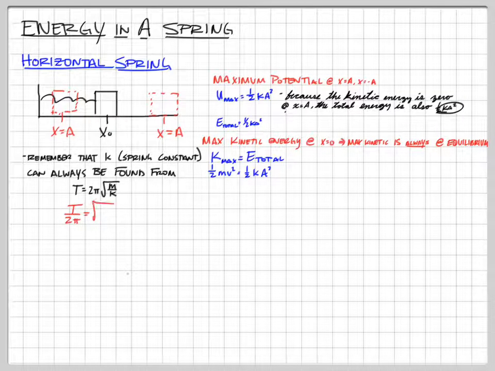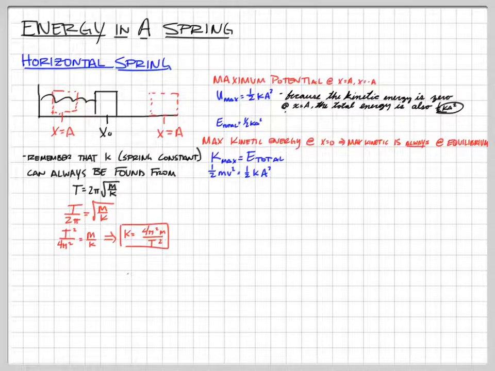Oh, and just to show you the algebra, we're going to solve that for the spring constant. So we divide both sides by 2 pi, and then we square both sides. So T over 2 pi becomes T squared over 4 pi squared equals just m over k. Now we have to do some cross multiplication, get k on top. So k is equal to 4 pi squared m over T squared. That's how we can get the spring constant if we know the period. Just a good piece to know.